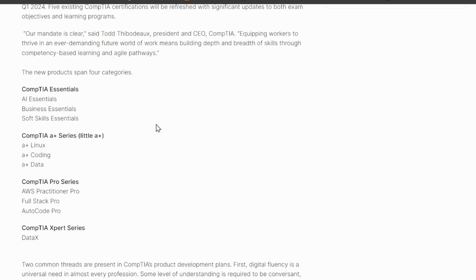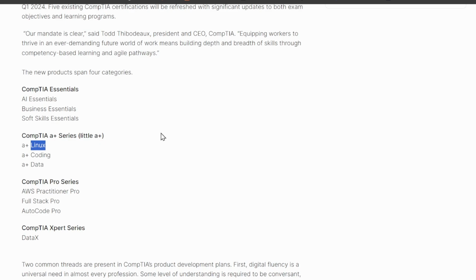So then we have the CompTIA A Plus, the little A Plus, because CompTIA A Plus is still the gold standard in doing desk side support, technician kind of work. A lot of jobs in IT expect you to have an A Plus in addition to some of the other ones, but A Plus is the foundational one and has been for decades. But I don't know, this seems like it might water down the value and confuse people when we're talking about A Plus Linux, A Plus coding, A Plus data. I know that Linux is already big in the industry.